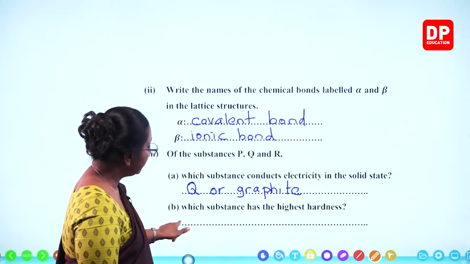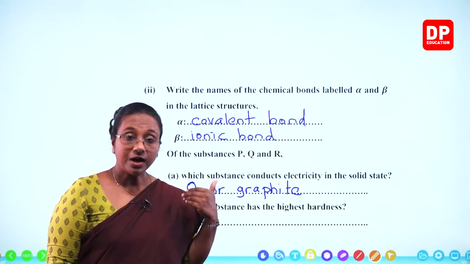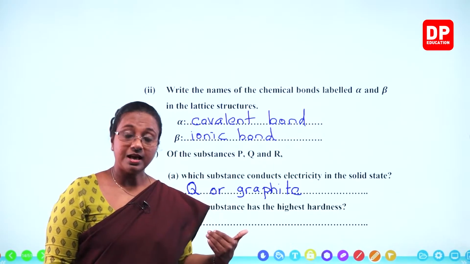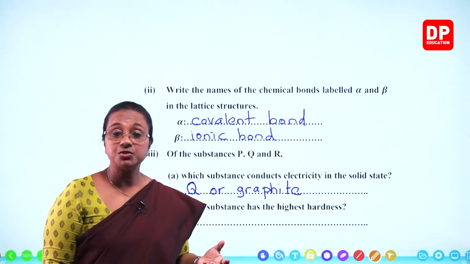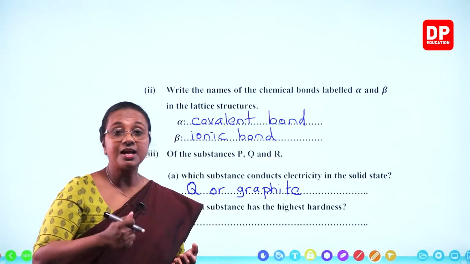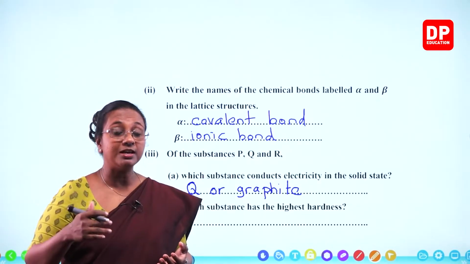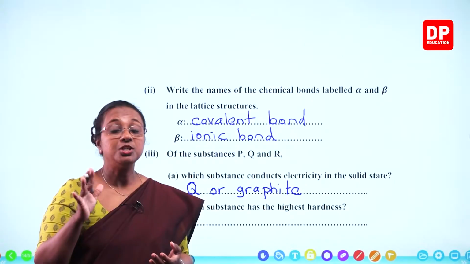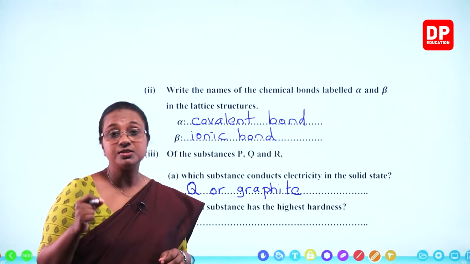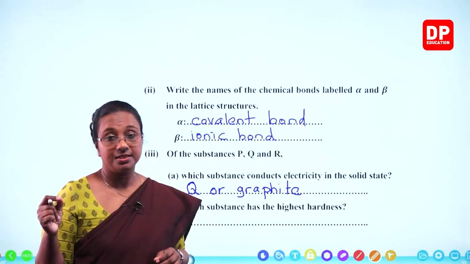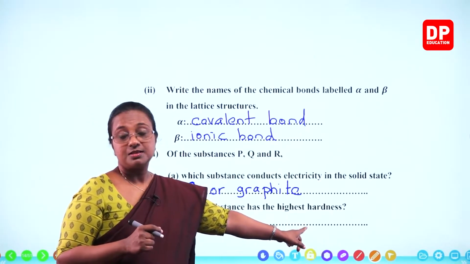Then B part, which substance has the highest hardness? That I already mentioned to you all. Now carbon, both allotropes, diamond and graphite, but graphite is brittle. The same way, if you take sodium chloride, by just crushing it, you can crush salt and get the powder. You don't have to apply a very large force. But you can't do that for diamond. Diamond is one of the strongest elements on earth. So, the diamond lattice is the hardest structure given there.